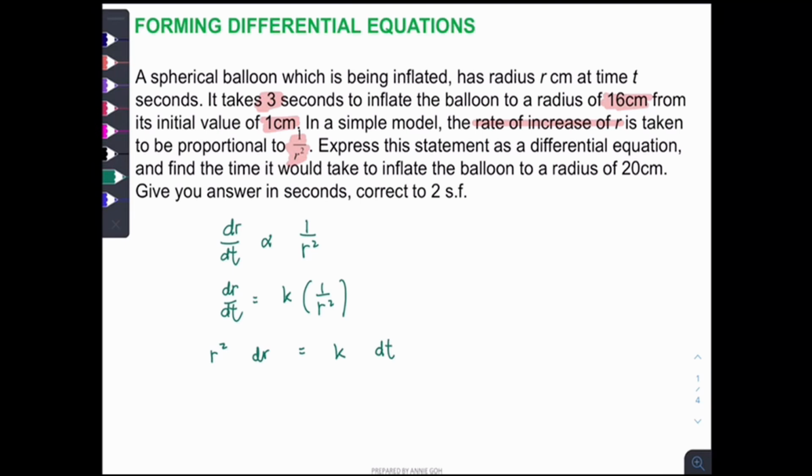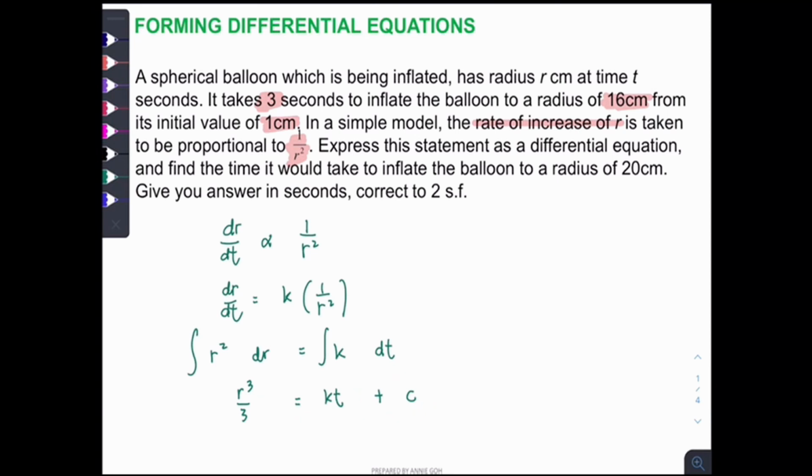So after we have rearranged the variables, then we'll just need to integrate both sides. So integrate r squared with respect to r, I'll get r cubed over 3. As for the right hand side, integrate the k, we'll get kt, and add a c at the back here. So for this c, you can either put at the right hand side or at the left hand side. It's up to you, but you just need to put one c.